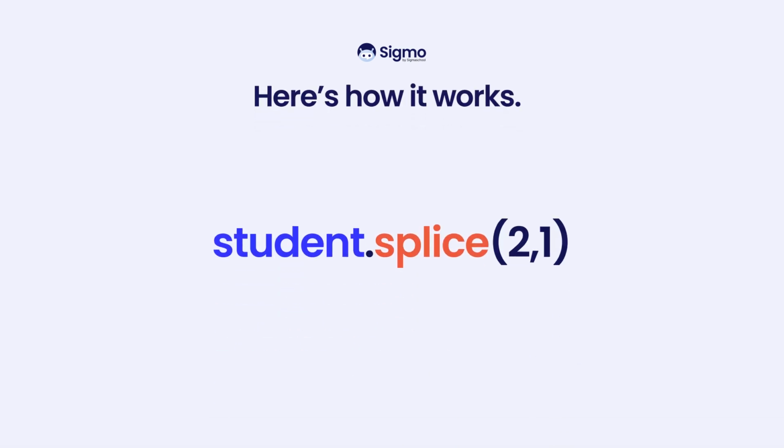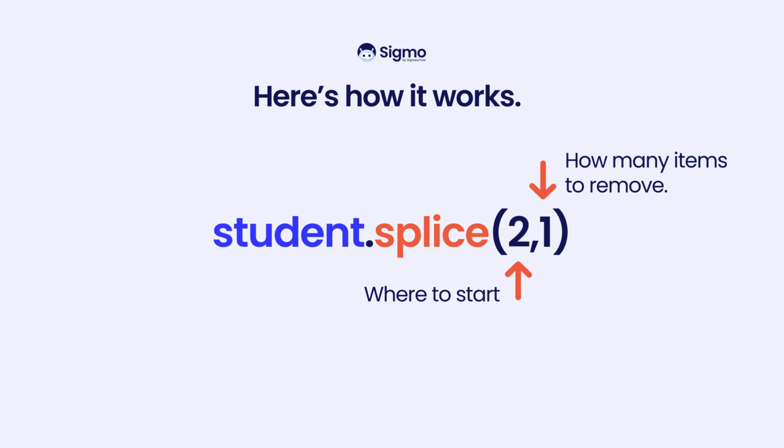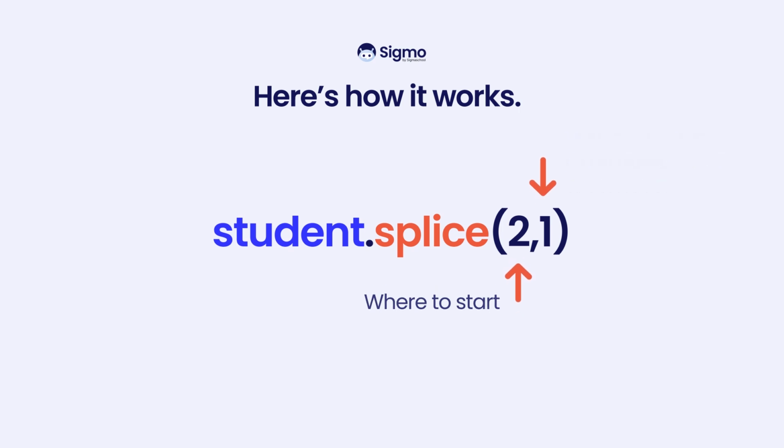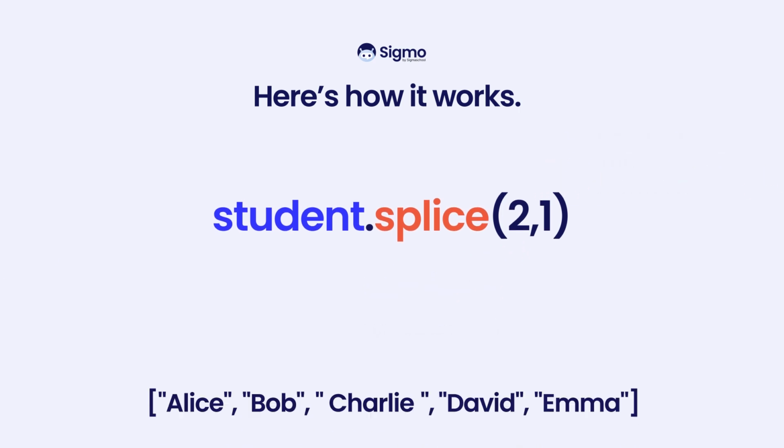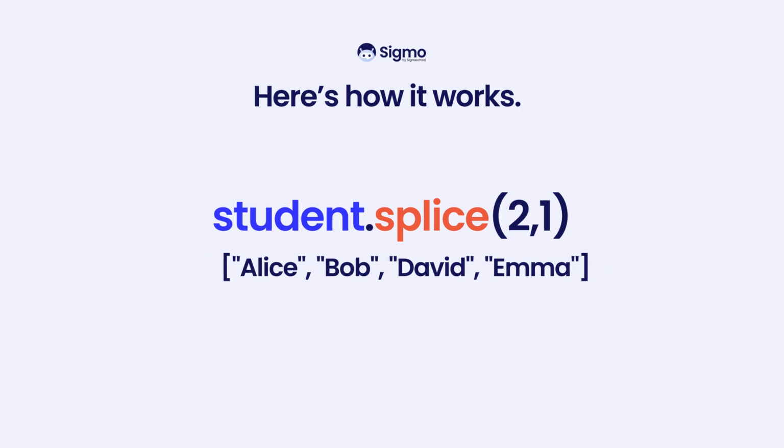Here's how it works. Inside the brackets, you usually provide two numbers. The first number tells JavaScript where to start. The second number tells it how many items to remove. For example, students.splice(2, 1). This means start at index 2, remove one item.